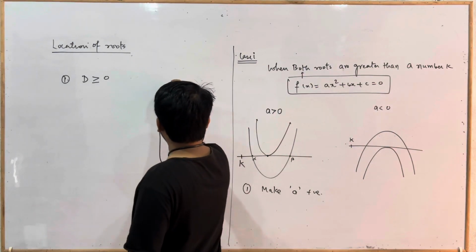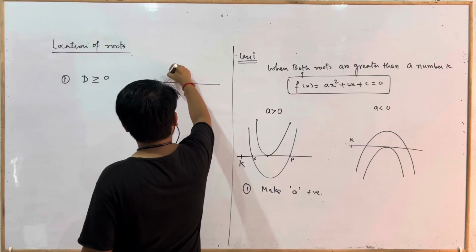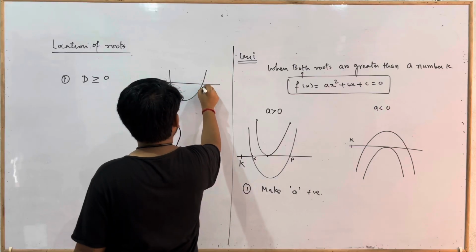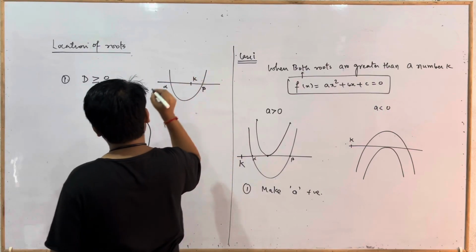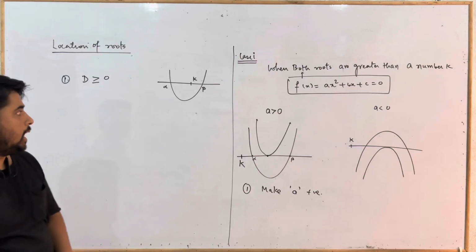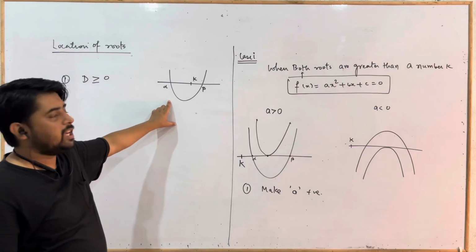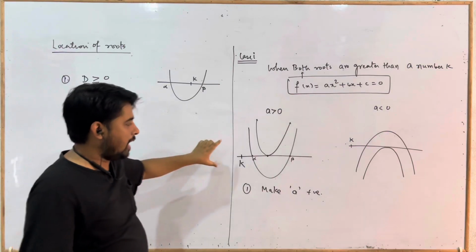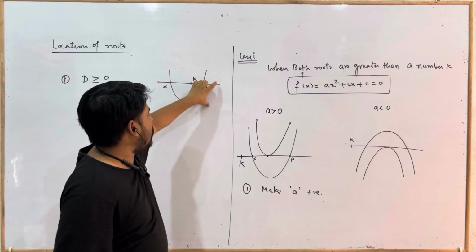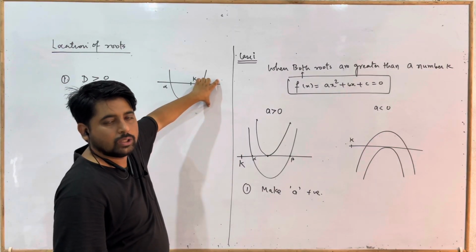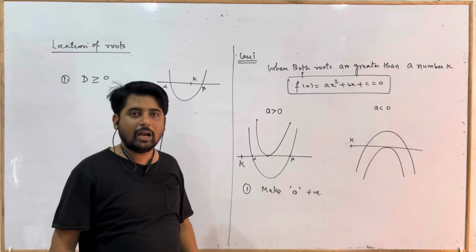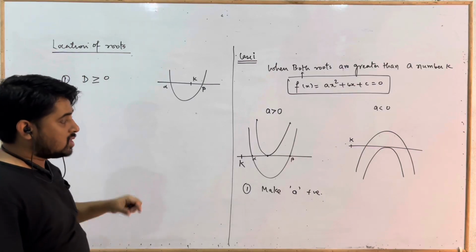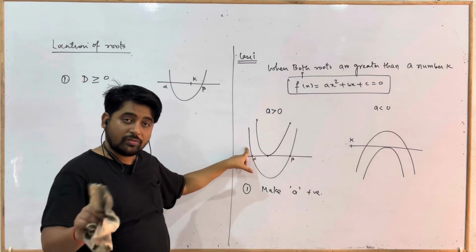If someone is saying that, look at this case. This is alpha, this is beta, and let's suppose this number k is here. In this case, D is also greater than 0. So if I write only this condition, I am including this one, but I am also including this case. There can be other possibilities also. I am just giving a basic example of how D greater than or equal to 0 is not sufficient to specify this graph only.